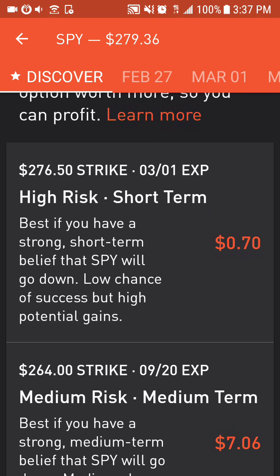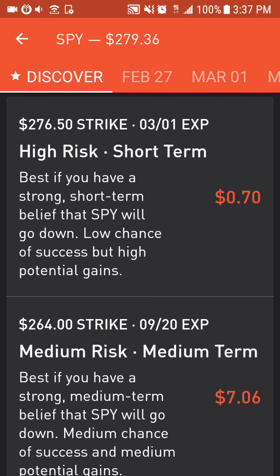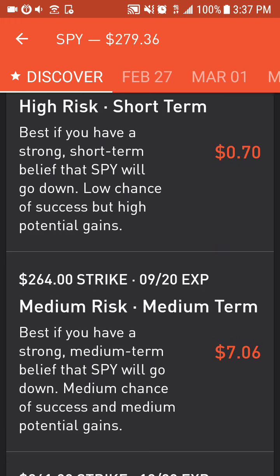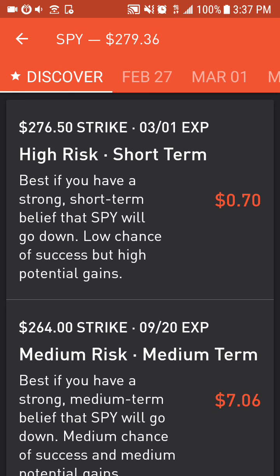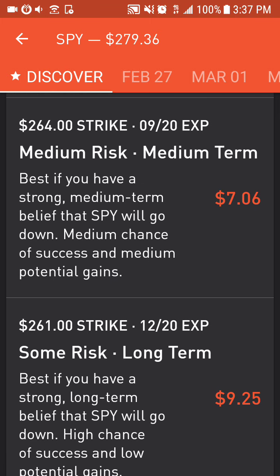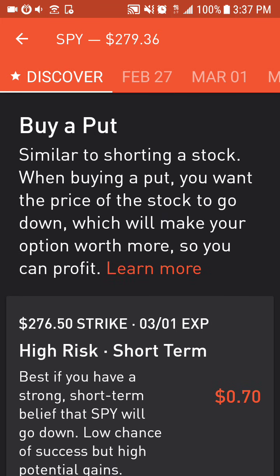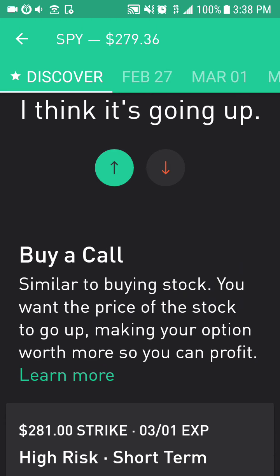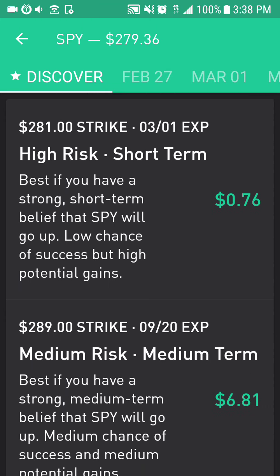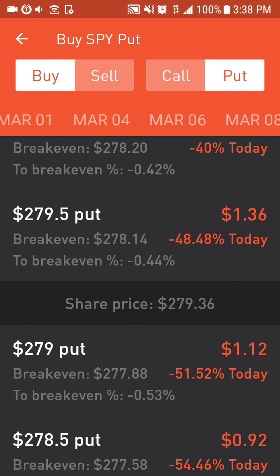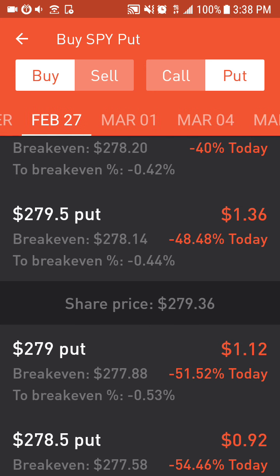I'm going to scroll down a little bit. As you can see, it shows what the strike price is next to the expiration date. So in this case, high risk short term, 276.50. This is 264. And Robinhood has some already preset options contracts you can buy. It sets the direction as well as the strike price and expiration date. Or if you're more advanced in terms of trading options, you can select a specific date, the direction, as well as the strike price.